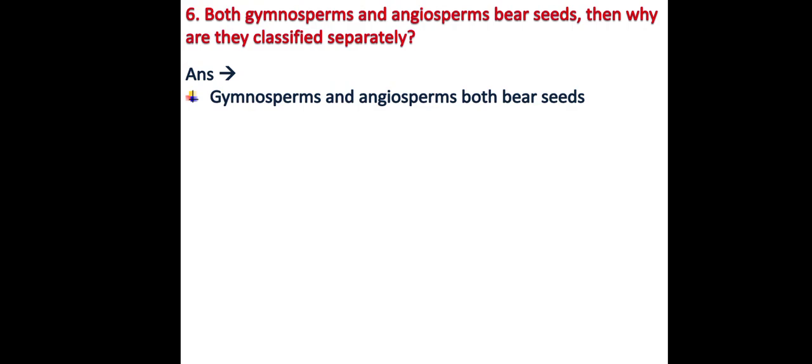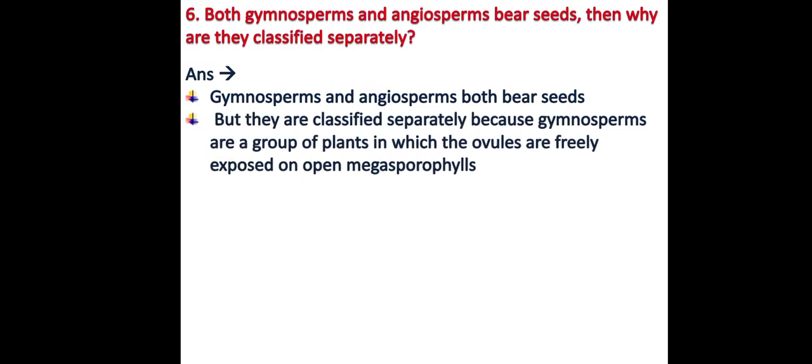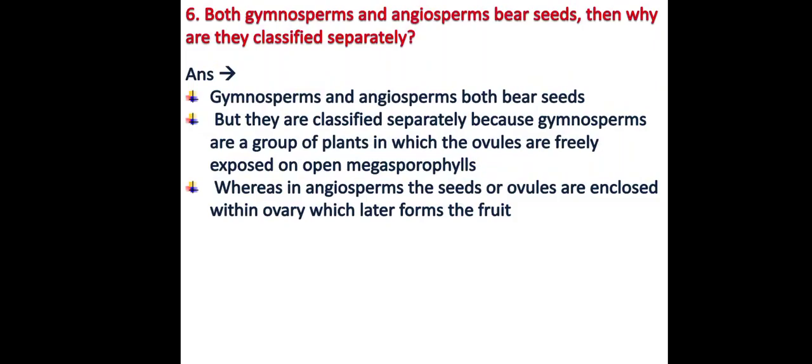The next question. Both gymnosperms and angiosperms bear seeds. Then why are they classified separately? This is a very important question, and the answer is: gymnosperms and angiosperms both bear seeds, but they are classified separately because gymnosperms are a group of plants in which the ovules are freely exposed on open megasporophylls, whereas in angiosperms the ovules are enclosed within the ovary, which later forms the fruit. This is the main difference between gymnosperms and angiosperms.